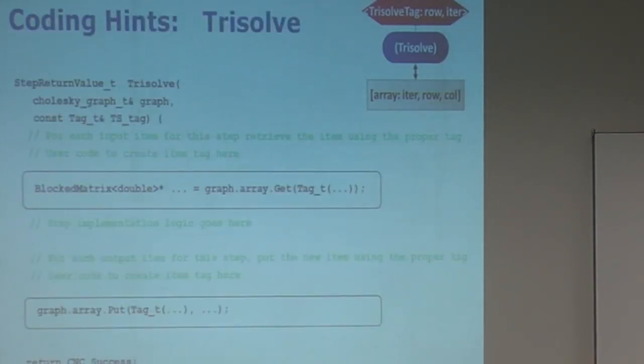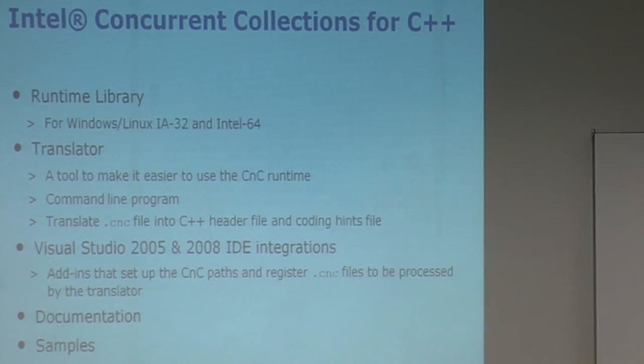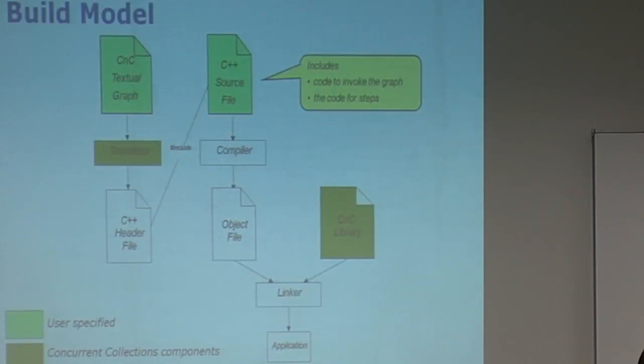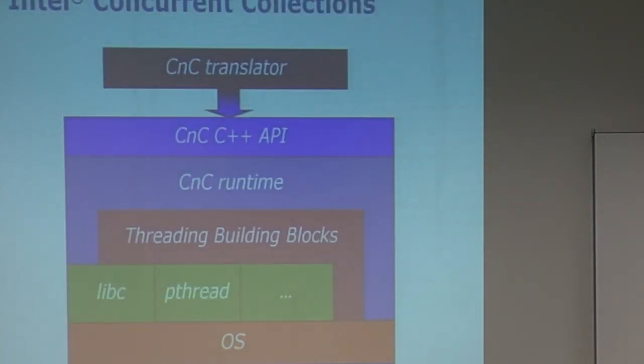Okay, so this is the part I just went over before, so can I skip over that? Okay. So we have a runtime library in Windows and Linux. We have this translator that creates the hints file for you. We have a Visual Studio integration. We have some documentation. There are some samples on the web that you can look at. This is the build structure that I defined before. It doesn't really need to be said, but we do sit on top of the thread building blocks in this current implementation.